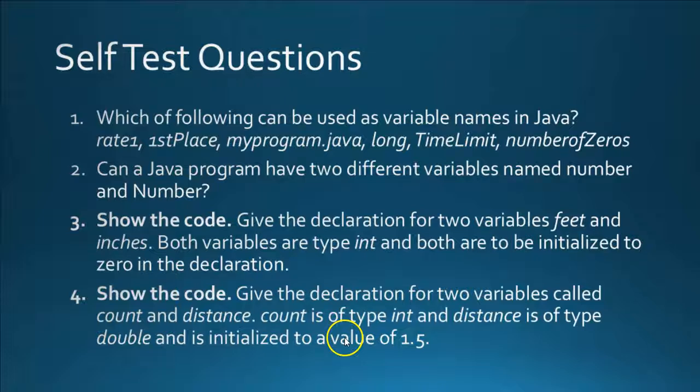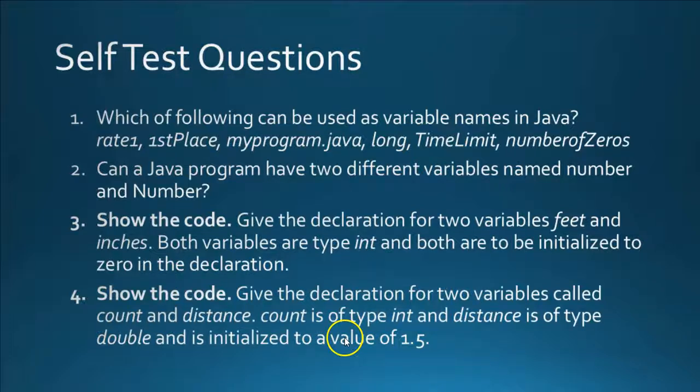Number 3, show the code. I want you to actually list out the code, so I want to see like int, whatever. Give the declaration for 2 variables, feet and inches. Both variables are type int, and both are to be initialized to 0 in the declaration. Number 4, give the declaration for 2 variables called count and distance. Count is of type int, and distance is of type double, and is initialized to a value of 1.5.